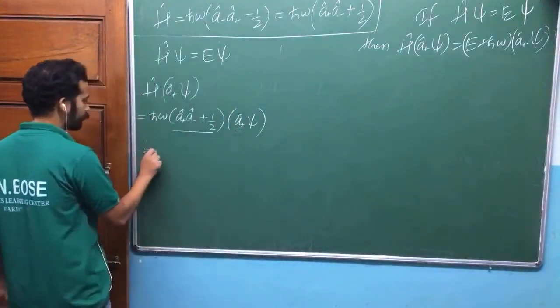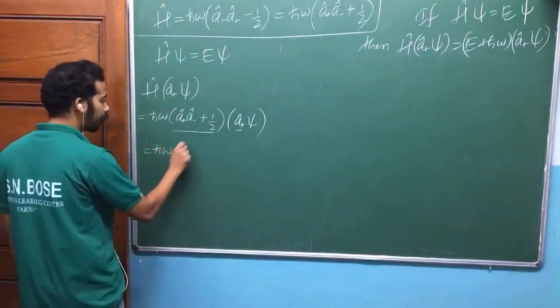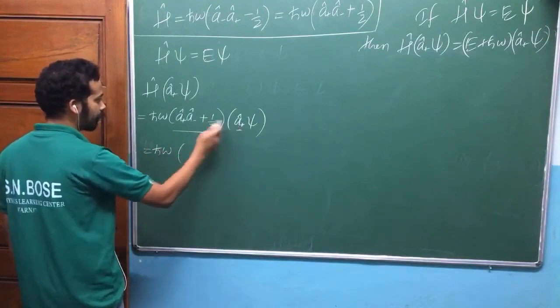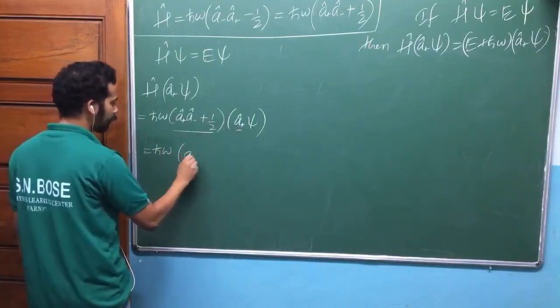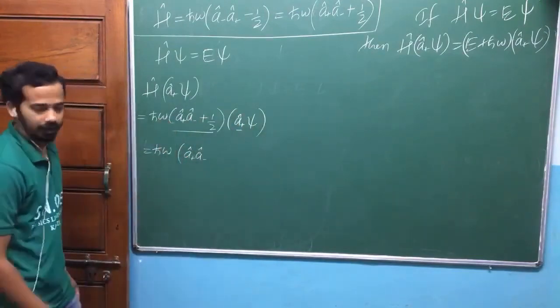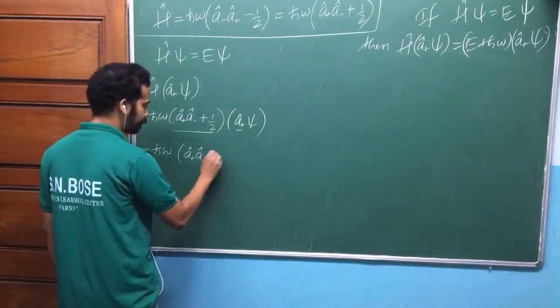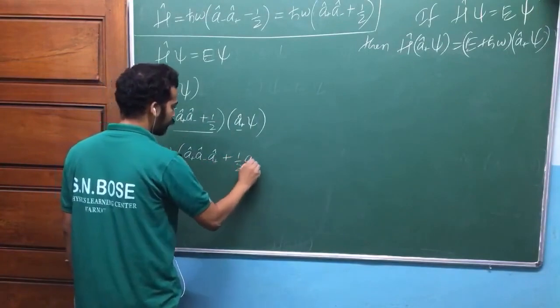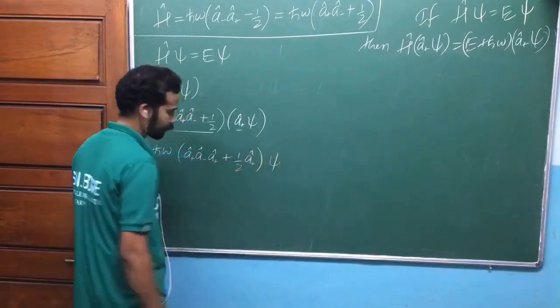It should be in that order. What we can do here is h bar omega, because operators will follow that kind of algebra. If I take this a plus cap inside, a plus cap a minus cap from this side, that is a plus cap, plus half a plus cap into psi. Can I write like this?